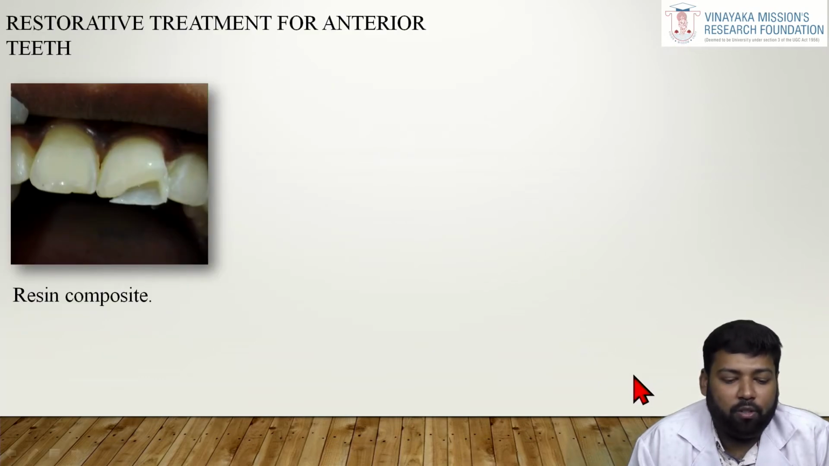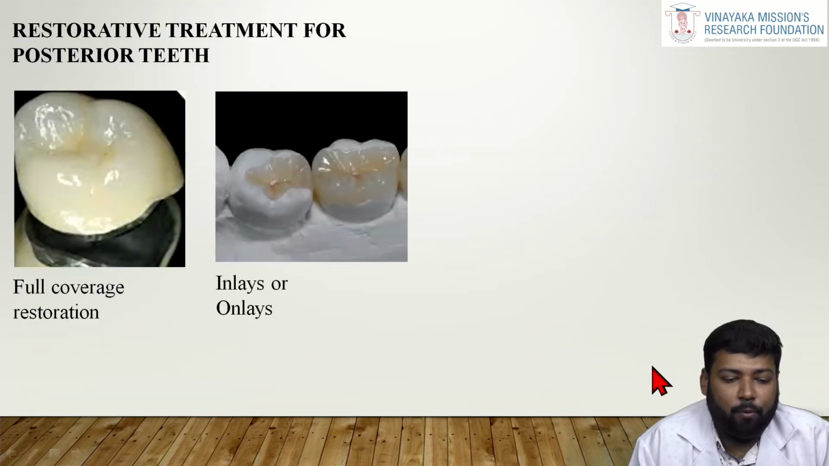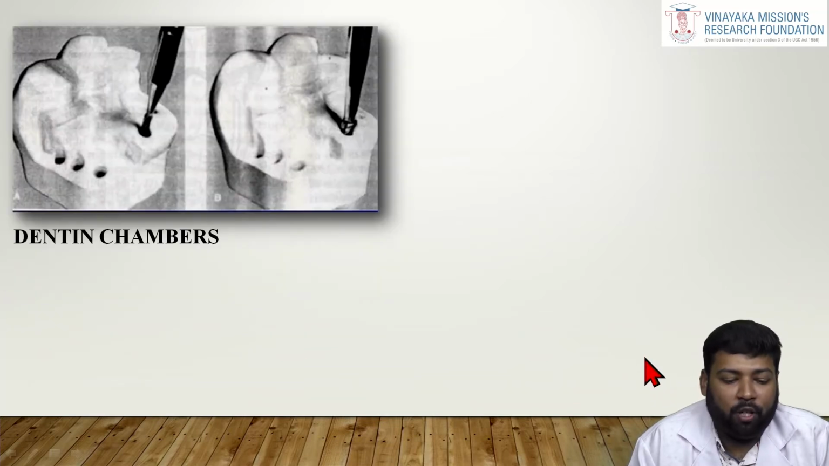The treatment includes restorative treatment for anterior teeth and posterior teeth. For anterior teeth, it is resin composite, porcelain laminate, ceramic or porcelain fused to metal restorations or any other porcelain veneers. Restorative treatment for posterior teeth includes full coverage restoration, amalgam restoration, inlays or onlays, retention locks, slots and other resin composite restoration, or cusp capping.